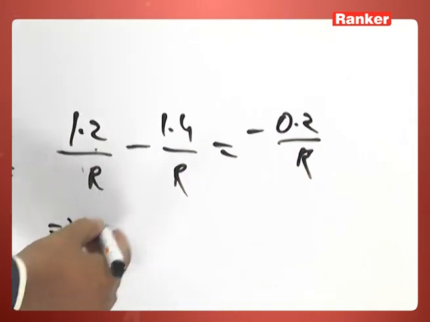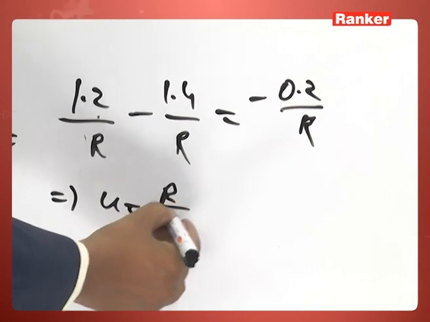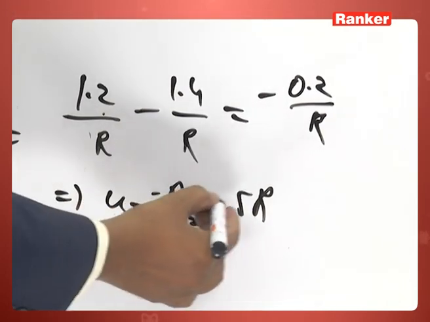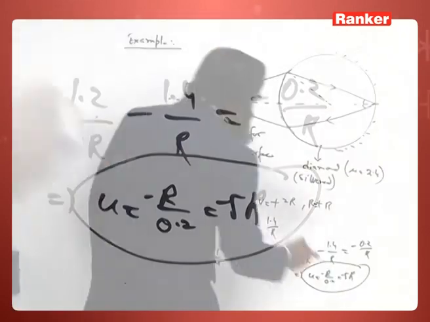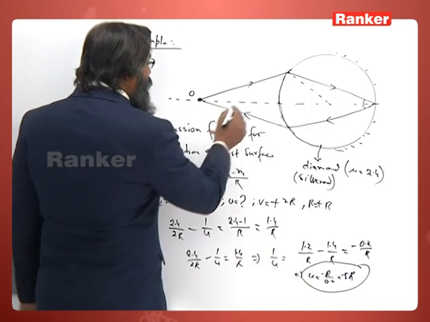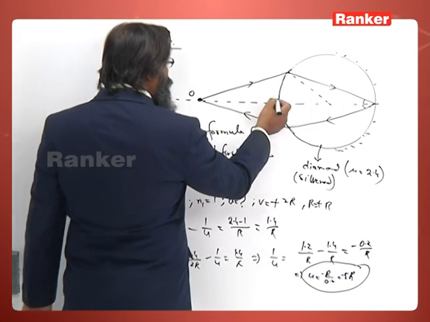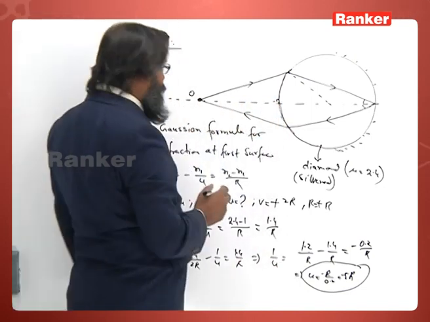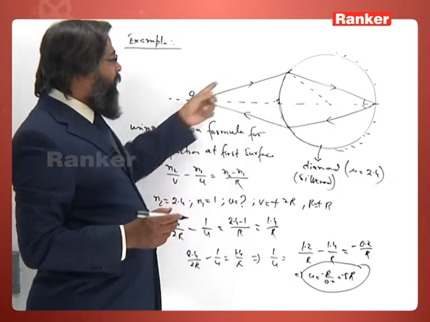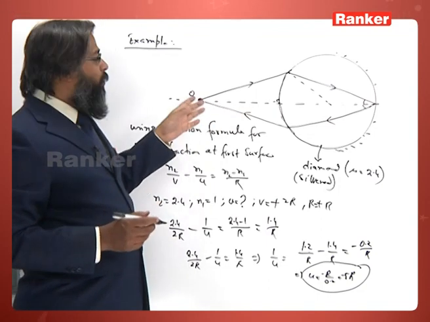So, this implies U is equal to R by 0.2, that is 5R. That also comes with a minus sign. Minus indicates that it should be here. So, it should be 5R from this location. So, from this point the answer is: if you place an object at 5R from this end, then object and image coincide.